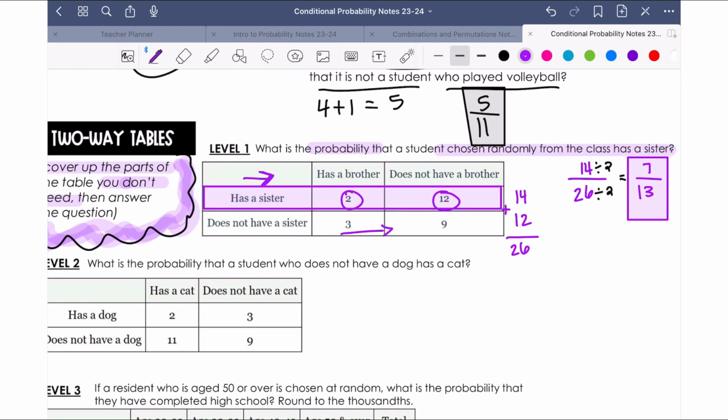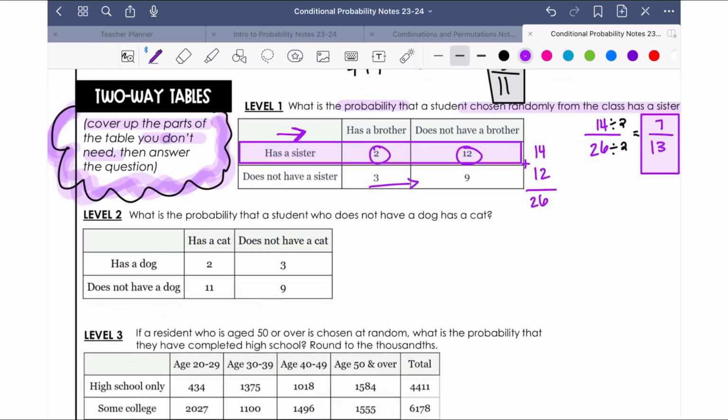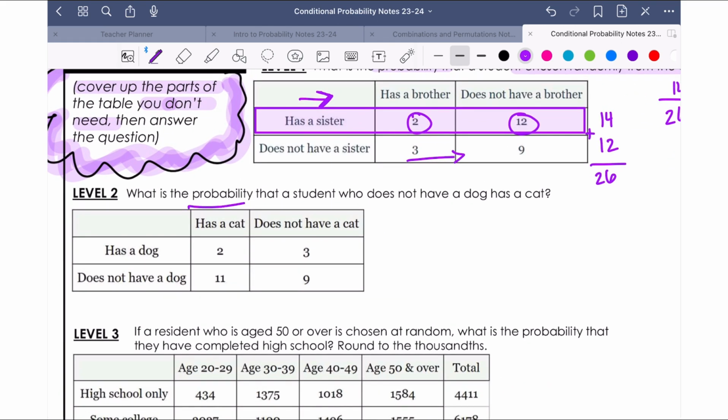All right, that was level 1. Let's do level 2. What is the probability that a student who does not have a dog has a cat? Okay, this is a very conditional question. What is the condition? The condition is we're picking a student who doesn't have a dog. So that narrows me down to this row only. These are students who don't have a dog. But I want to know, out of those students, what's the chance that they have a cat?